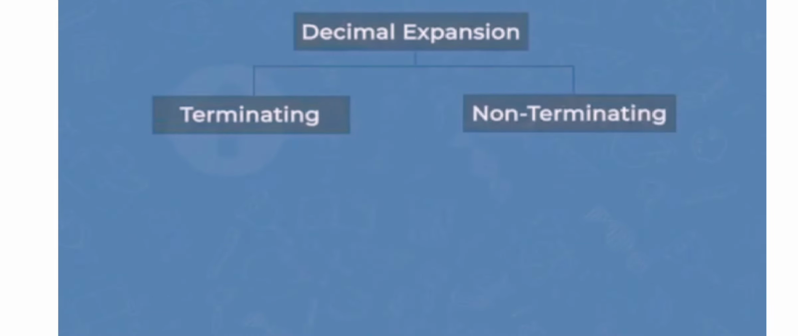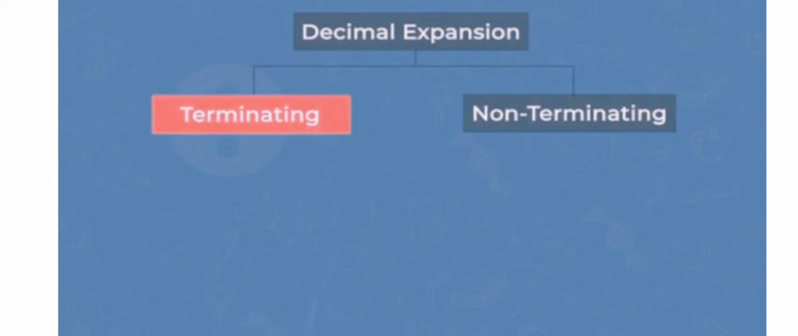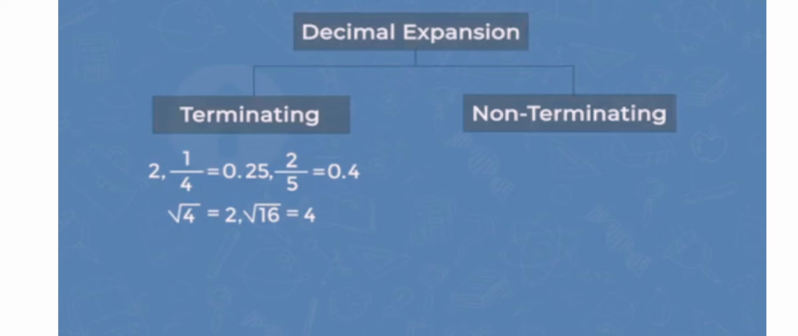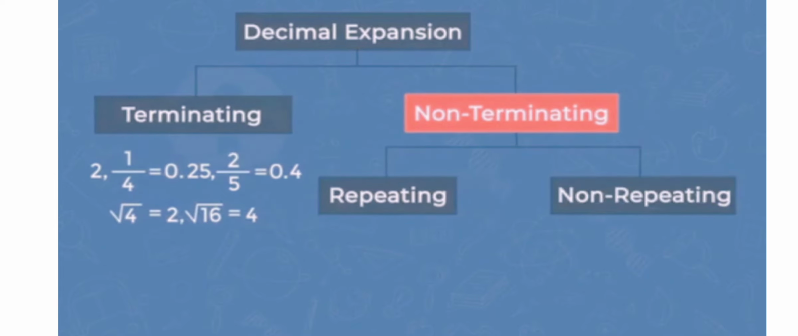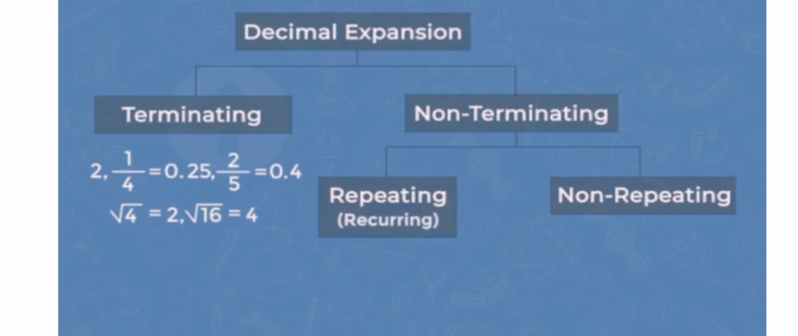Earlier, you learned that numbers can have two types of decimal expansions: terminating or non-terminating. Terminating numbers include numbers like the integer 2, fractions like 1 by 4 or 2 by 5, and square roots of perfect squares like the square root of 4 or the square root of 16. And under the non-terminating group, we have two types of decimal expansions: repeating and non-repeating. We also call them recurring and non-recurring.